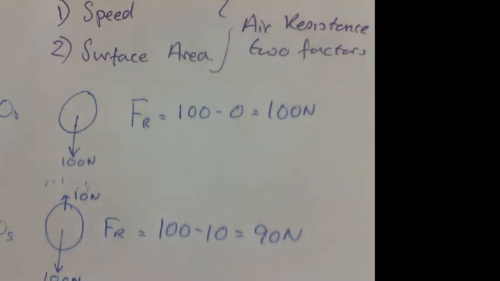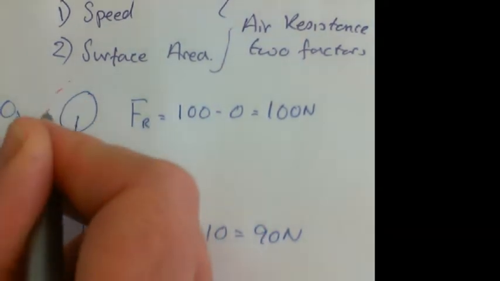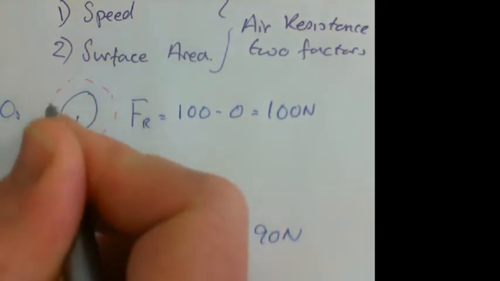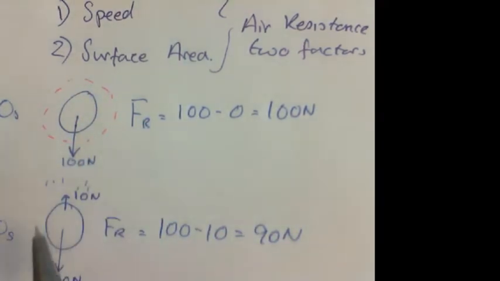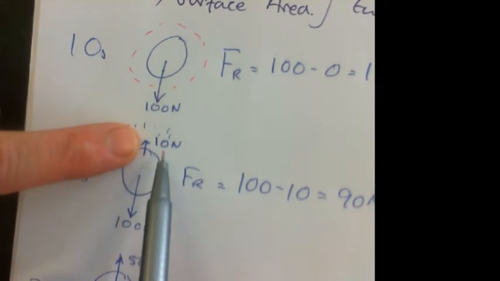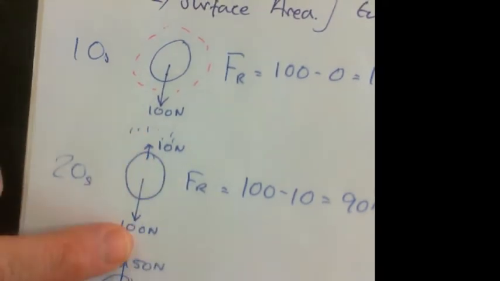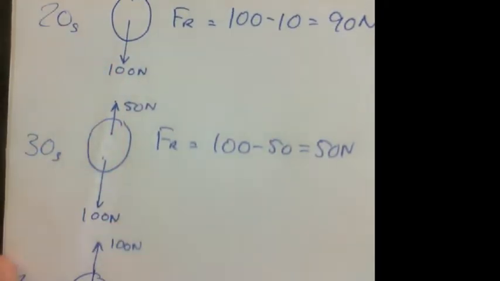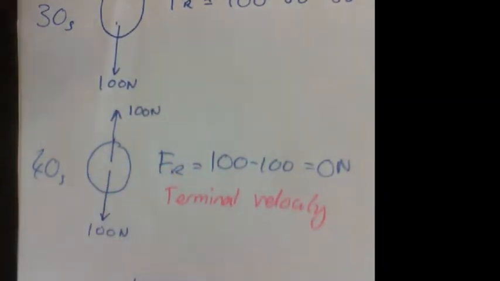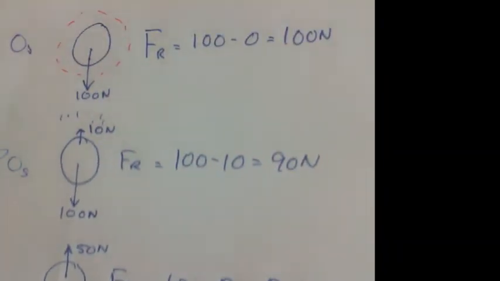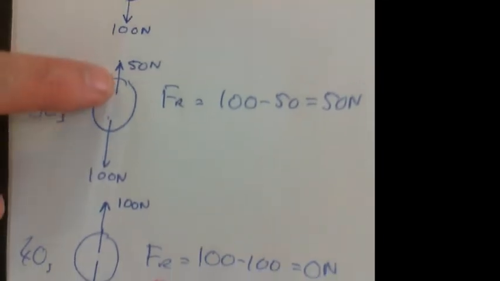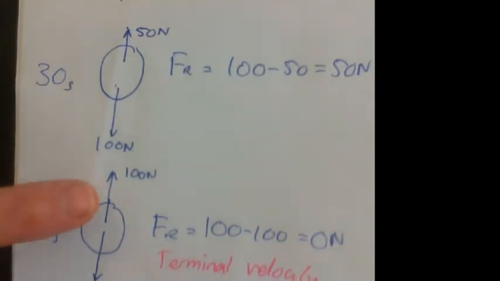Well, if I had a bigger ball with a bigger surface area but the same weight, my resistance will be greater. So let's say that was 50 and that was 100, and you've reached terminal velocity faster. And as you can see, each time we're getting faster, so the air resistance is getting bigger each time. So that's already taken that one into account.